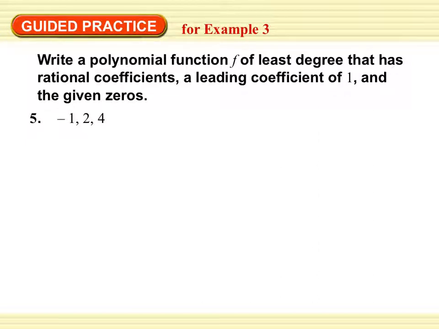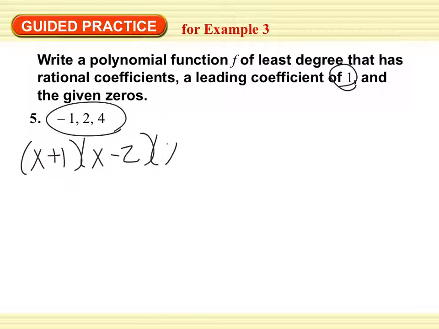So write a polynomial function of least degree that has rational coefficients, a leading coefficient of 1, and the given zeros right here. So what I see here is x plus 1, x minus 2, and x minus 4. Okay, these are the easy ones. There's no complex conjugate pair.